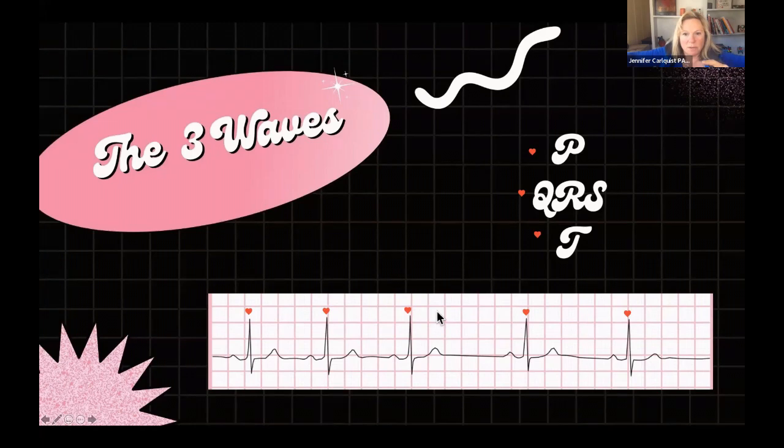Now, we'll talk about this in a second. This is a good strip to use, but we're also going to look at when we talk about the 3 questions, is it regular or irregular? Now, we need to find our P. Once you find your R, you go and look right in front of it, and that's where your little P wave should be. Okay, so your P wave is here, P, P, P, P. So we found our P.